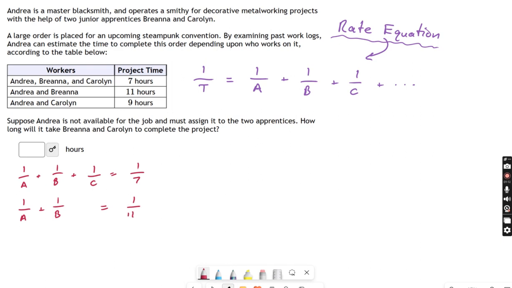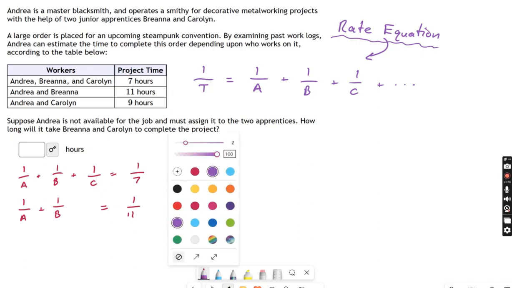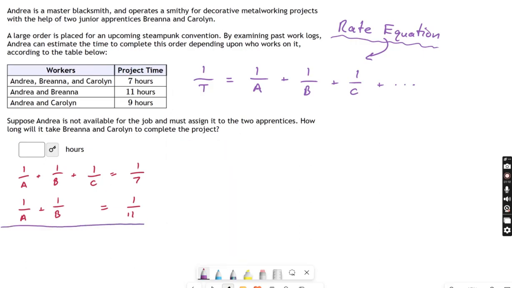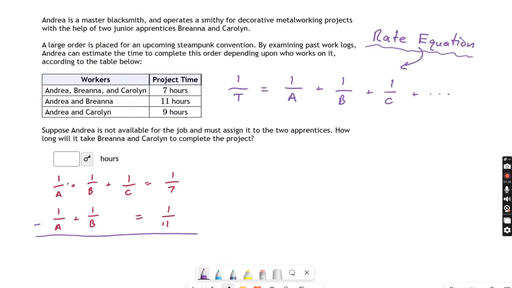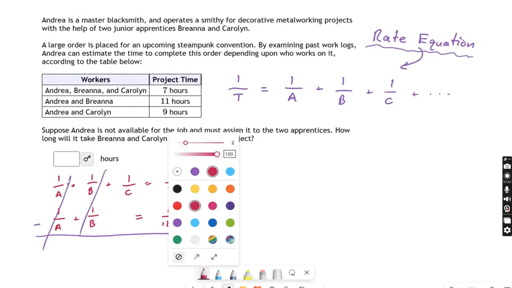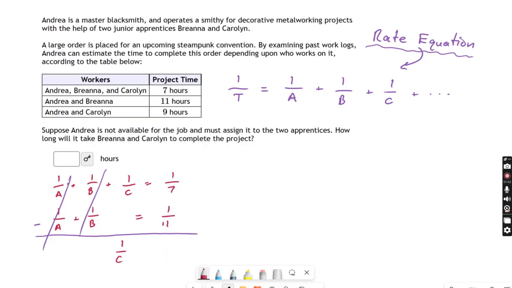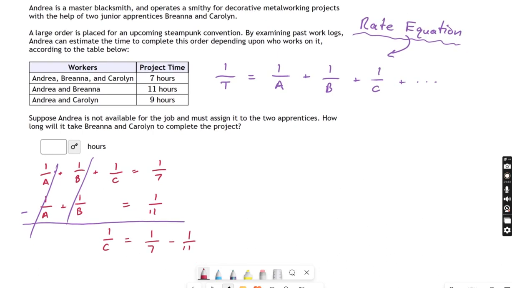This is called a system of equations. Now you can use some tricks for handling equations, which might seem kind of funny, but look what happens if I subtract these two equations. The 1 over A's cancel out, the 1 over B's cancel out, and what are we left with here? Well, just this. 1 over C equals 1 over 7 minus 1 over 11. And that's all we need to know about 1 over C.